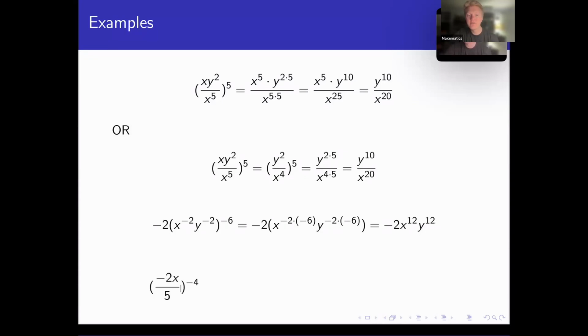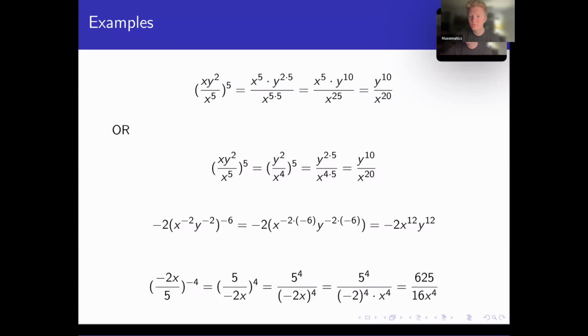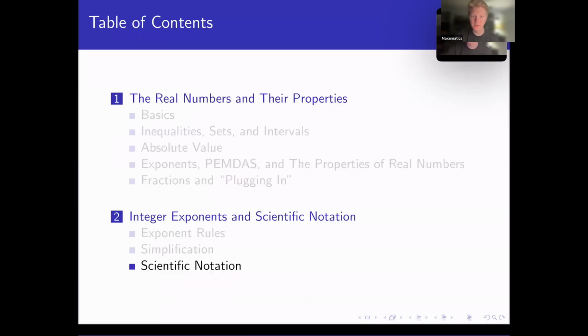Negative 2x over 5, all raised to the negative 4. We have a fraction with a negative exponent. Negative exponent we can get rid of by flipping the inside. 5 divided by negative 2 times x. Everything is multiplied or divided. Everything can get a 4. So we can simplify that way. So lots of rules of exponents being used.